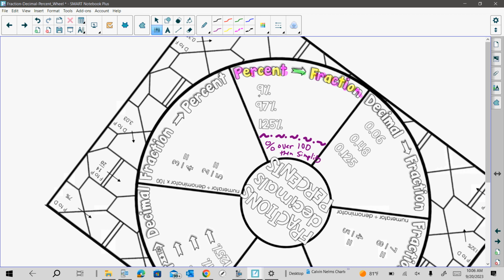So this is 9%. This would be 9/100. I cannot simplify this, so this is the final answer. 97% becomes 97/100. Percent is a number out of 100.